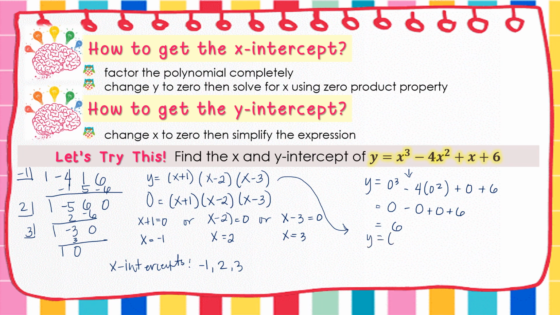Y equals 0 plus 1, 0 minus 2, 0 minus 3. 0 plus 1 is 1, 0 minus 2 is negative 2, 0 minus 3 is negative 3. 1 times negative 2 times negative 3 is positive 6. Our y-intercept is positive 6. So, ito yung x-intercept, ito si y-intercept. Okay?